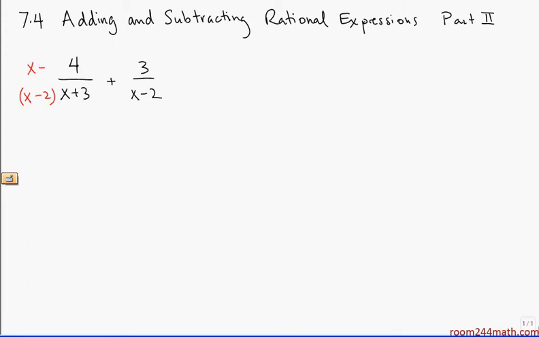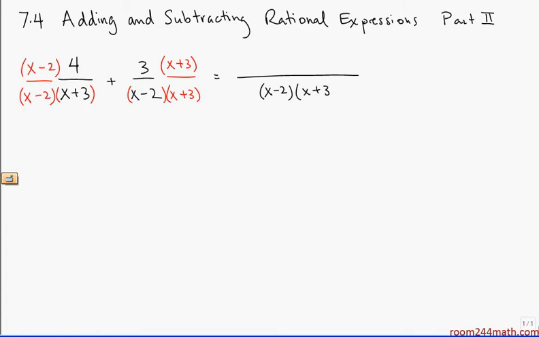So if we multiply the first fraction by x minus 2 over x minus 2, we're creating a denominator that has two binomial factors, x minus 2 and x plus 3. And then we do the same with the second fraction, and what we're missing there is x plus 3. So we're going to multiply that one by x plus 3 over x plus 3. Now, you can see we have created a common denominator, so there's no need to write two fractions. We'll just write the one denominator, x minus 2, x plus 3.